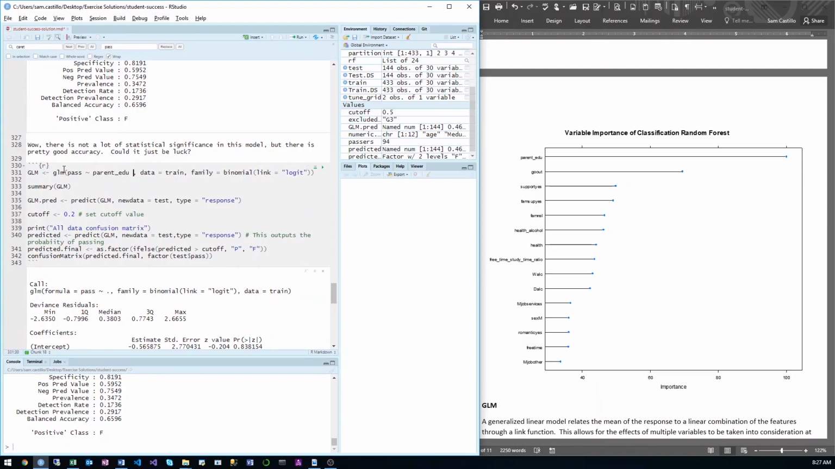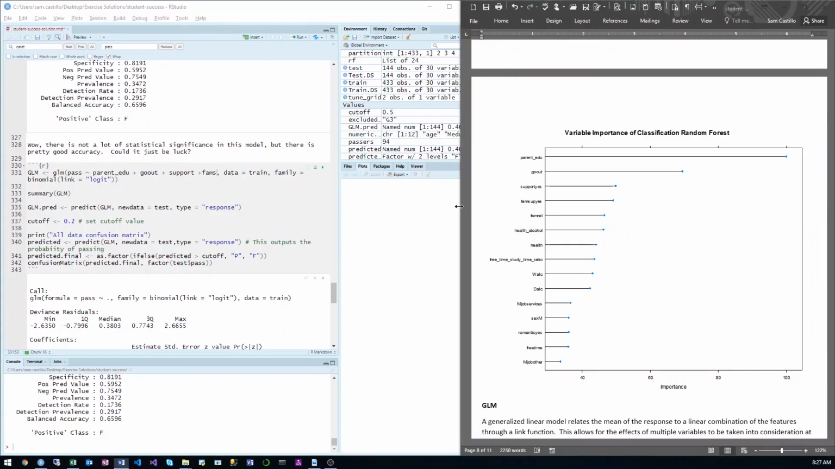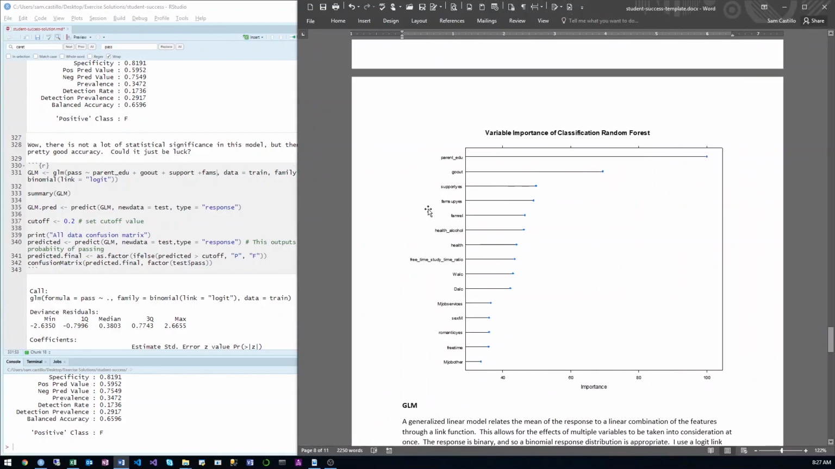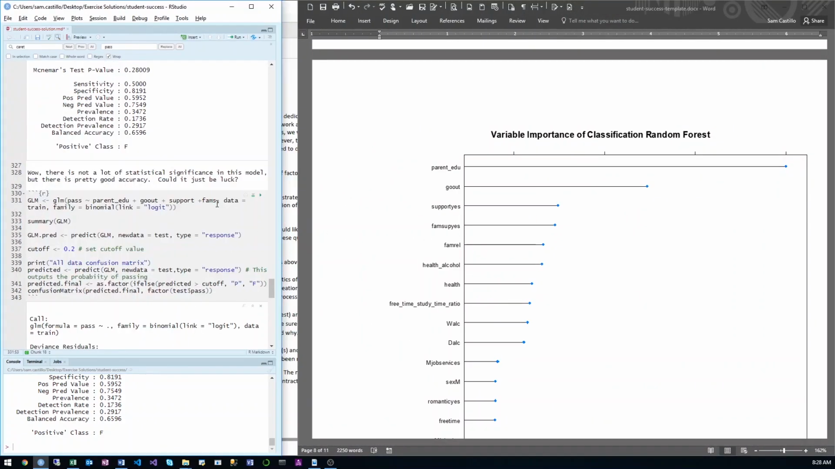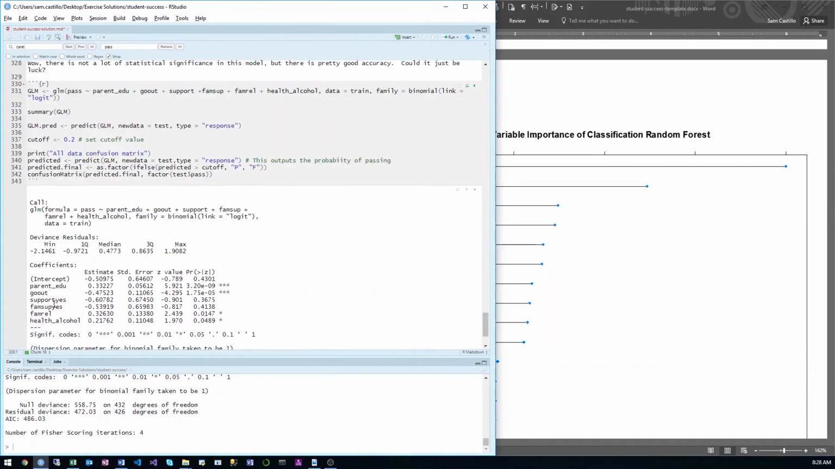Parent edu, go out, support, FAMSUP, what does this say? FAMREL, health, alcohol. And let's see, and these have significance.